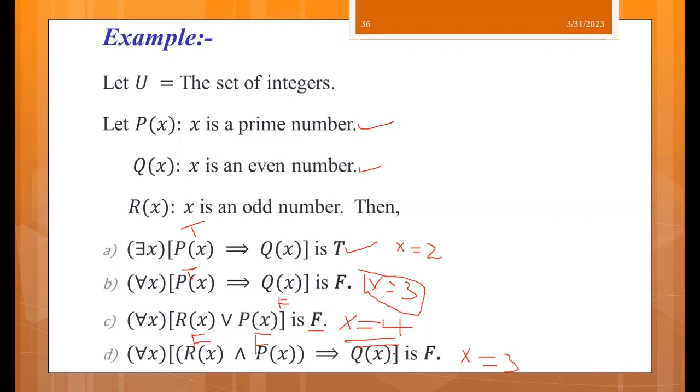But what about q of 3? Q of 3 means that 3 is an even number. It is not even. Therefore, this is false. So this logical implication has a true hypothesis but a false conclusion, so that true implies false is false. Therefore, as a counterexample, at x equals 3, for every x, r of x and p of x implies q of x is a false statement.